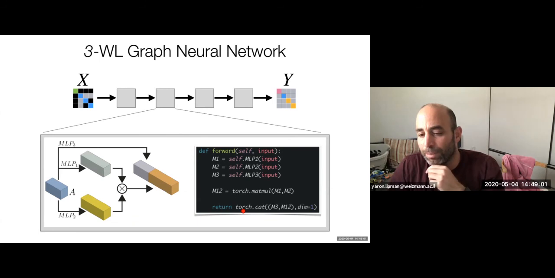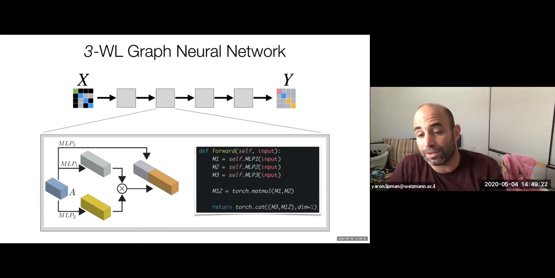So this is actually a PyTorch implementation. That's the entire implementation. It's not pseudocode. So you do MLP, matmul on each feature dimension, and then concatenation. This is the entire code. Turns out that this extremely simple network is strictly better than message passing in terms of expressiveness.